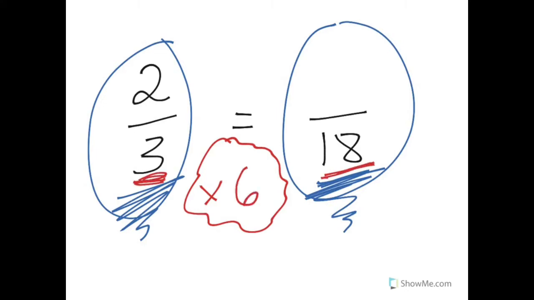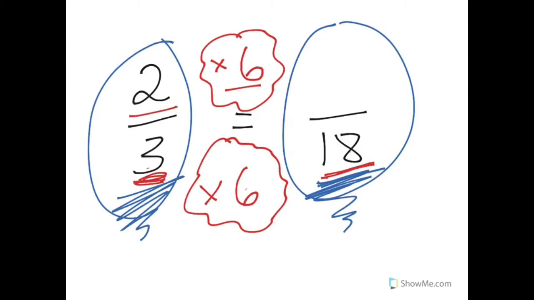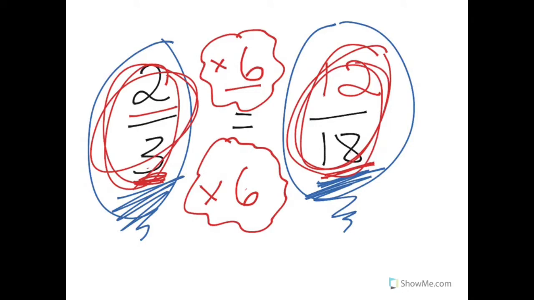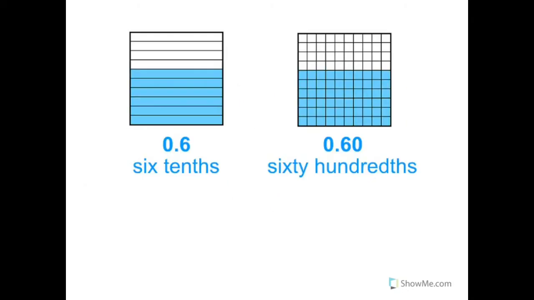Well, I know that that is 6. Okay? 3 times 6 equals 18. So my magic number is 6. And if I multiply the denominator, I also have to multiply the numerator by the same number. So I'm also going to take 2 times 6, which would give us 12. So 2/3 is equivalent to 12/18. 2/3 would be in simplest form, but we're still talking about equivalent fractions here.